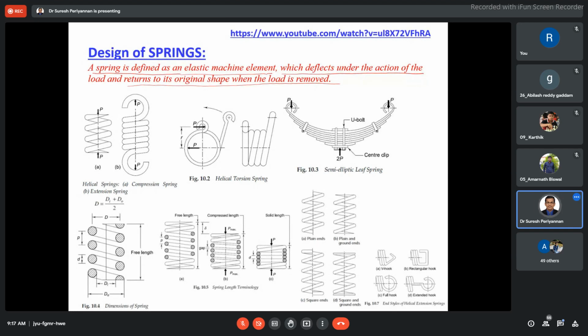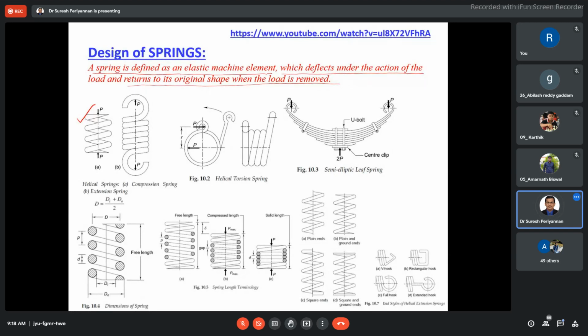Okay, now springs can be classified based on their shape. For example, the most popular spring is the helical spring. The most popular type of spring. How are we making the helical shape? From bare wire, which is bent in the form of a helix. That way only we are making the helical spring.